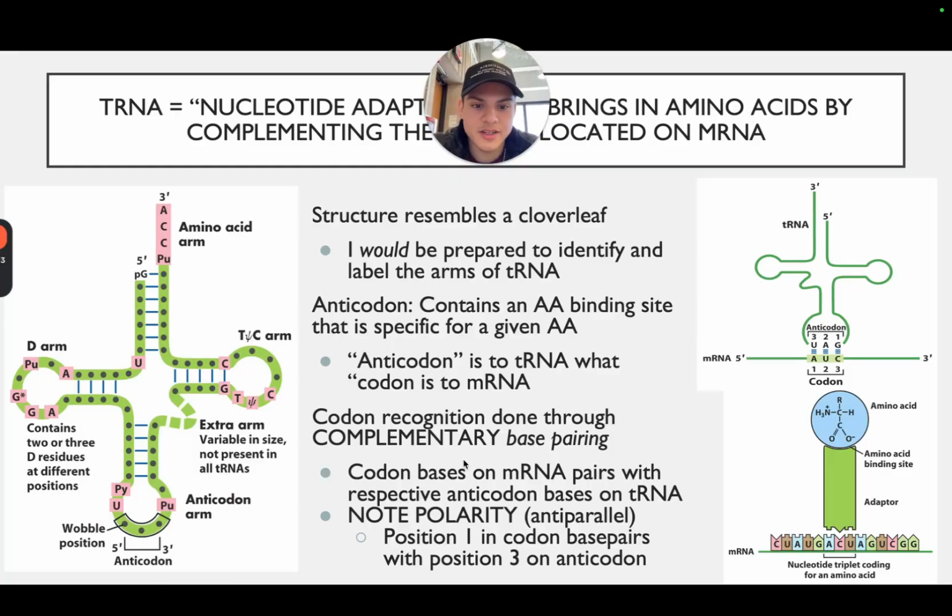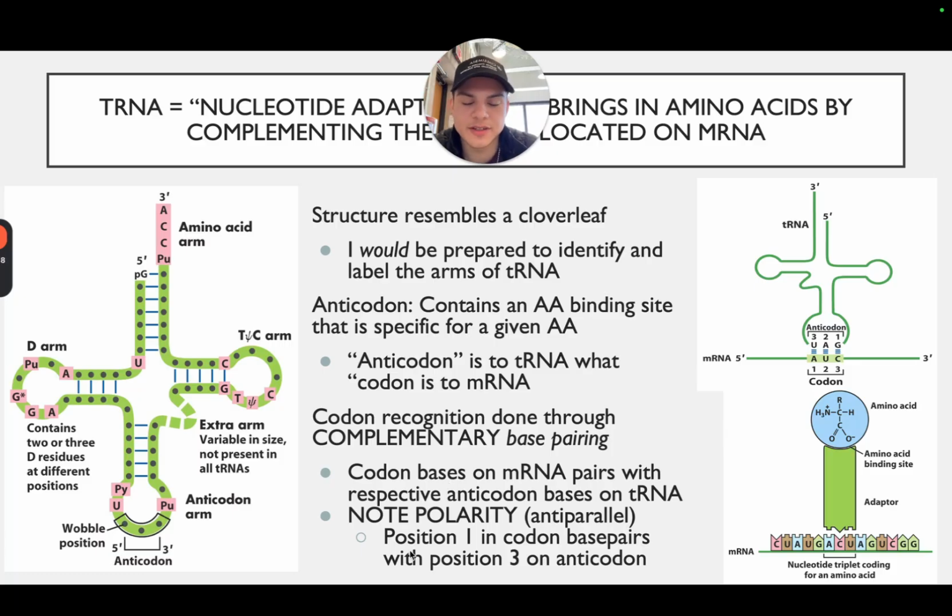And then codon recognition is done through complementary base pairing, right? So codon bases on mRNA pair with respective anticodon bases on tRNA, and just note the polarity. So for our mRNA transcript we have our 5' to 3' end, whereas the tRNA is going to read from 5', and if you follow this around, to 3'. So for the mRNA transcript we're going from left to right, and then from the anticodon we're going from right to left in this case, and that's just because of the anti-parallelness of this.